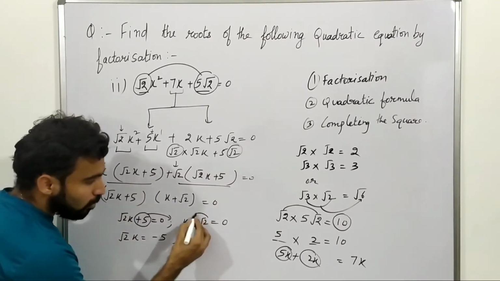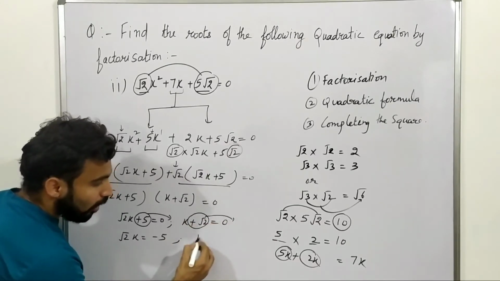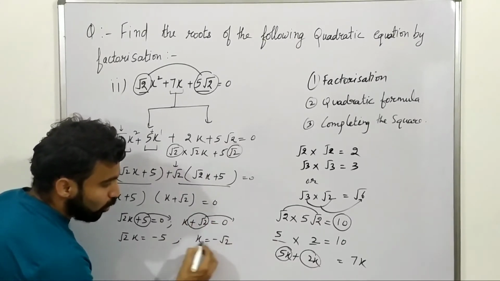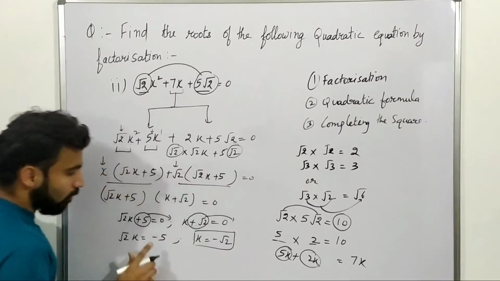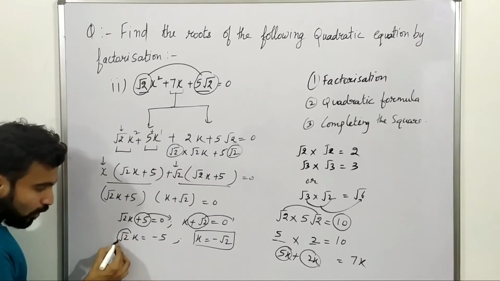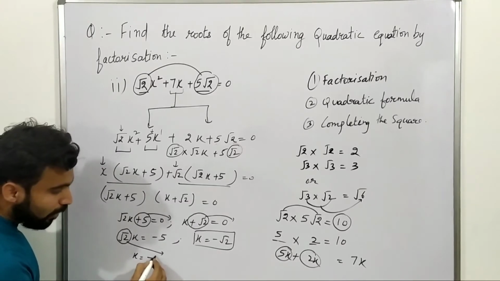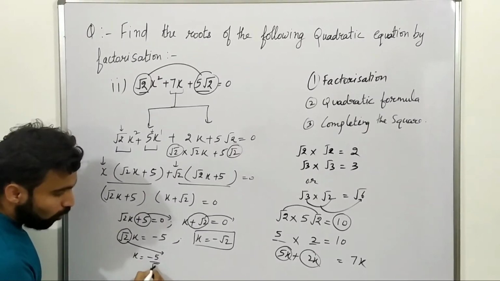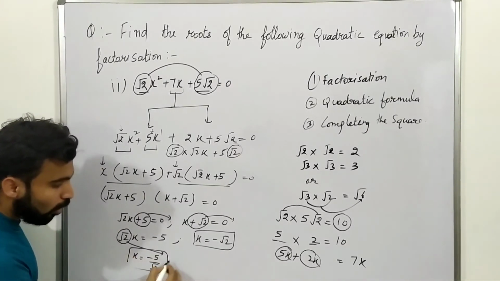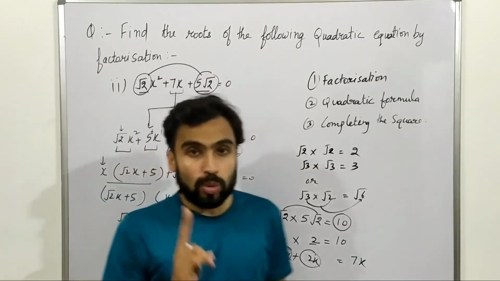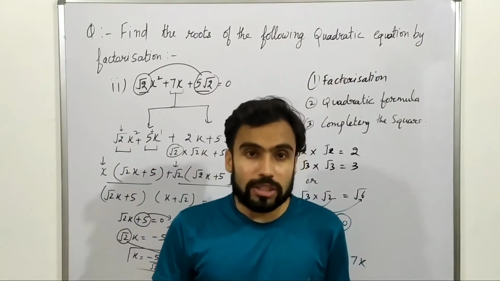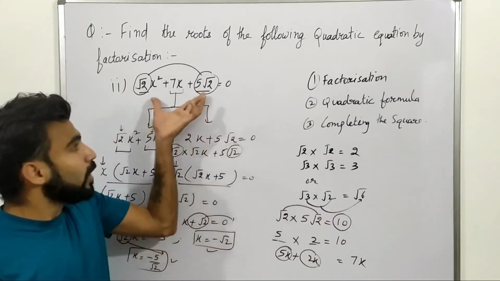Further, if you transfer this plus root 2 over to the right hand side, that will bring you x equals to minus root 2. So this is the first root, and further, if I just transfer this coefficient of x to the denominator of minus 5, that will bring you the second root as minus 5 over root 2. So this is how you can simply conclude two roots by applying the factorization method over this equation.